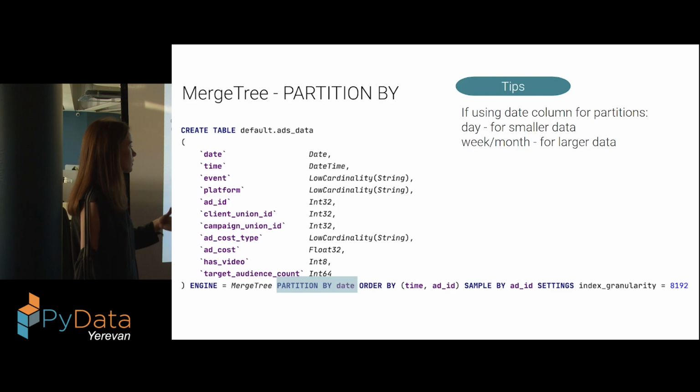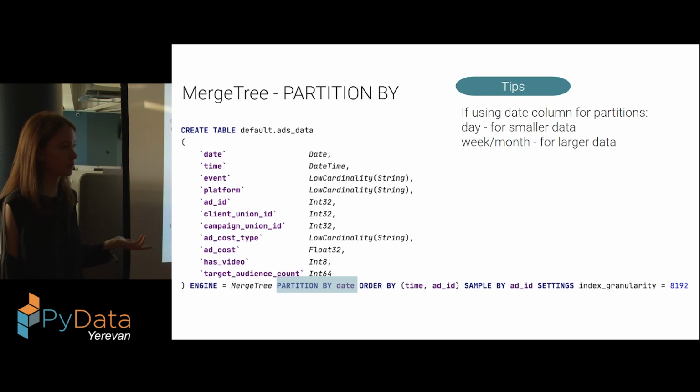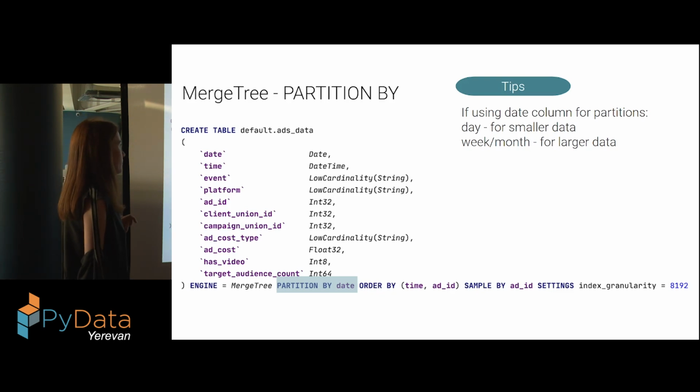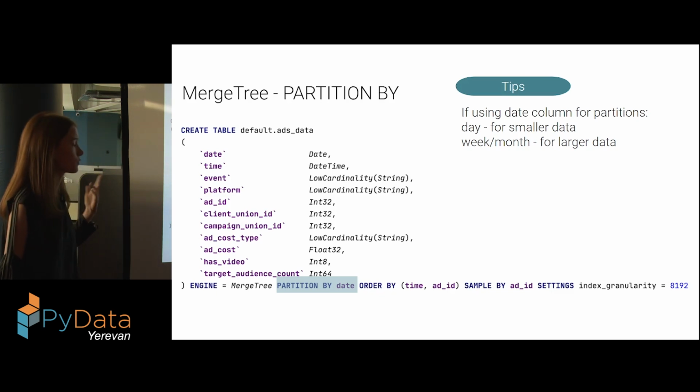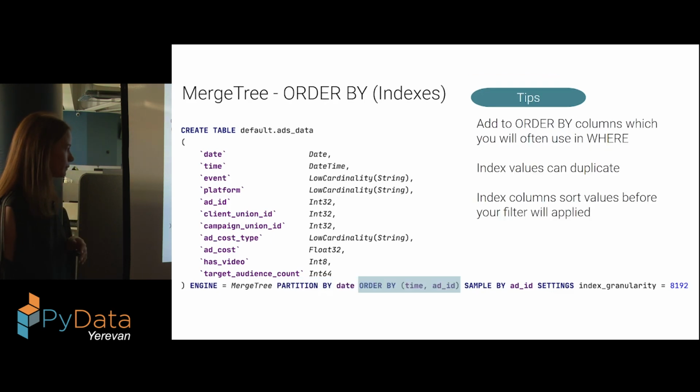And of course, you can use in the partition by key not only date time values. You can use, for example, a column with some categories of your companies, of your clients, or something like that, if you do not have any date columns.